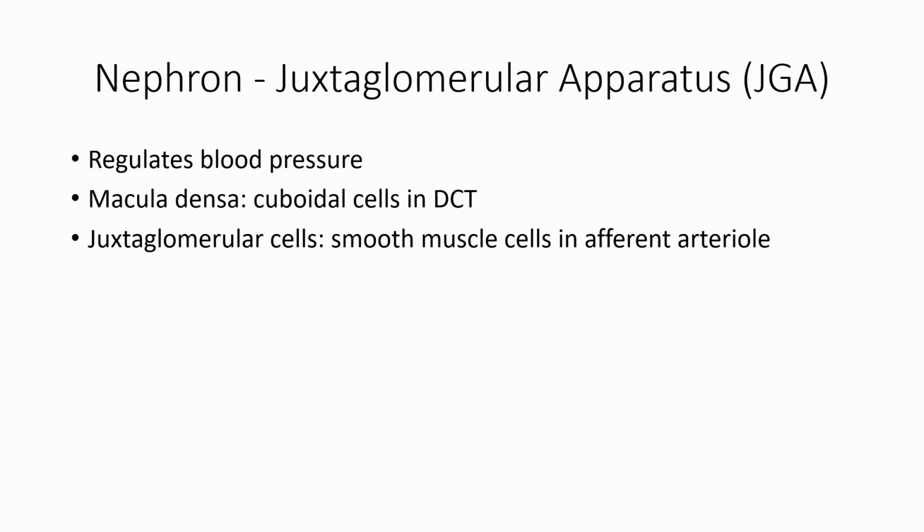We have an area called the macula densa where we find cuboidal cells in the distal convoluted tubule, but it's actually going to fold over and touch a certain spot, right between where the afferent arteriole and the efferent arteriole are going to be. So bam, right there. Right there, we also have juxtaglomerular cells. These are going to be smooth muscle cells that we find in the afferent arteriole.